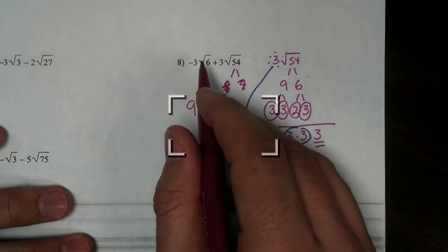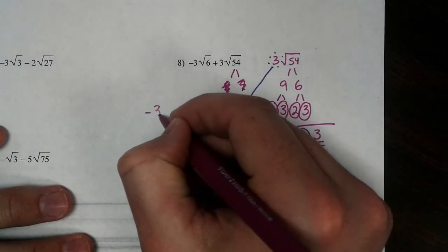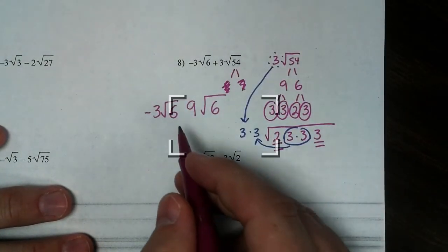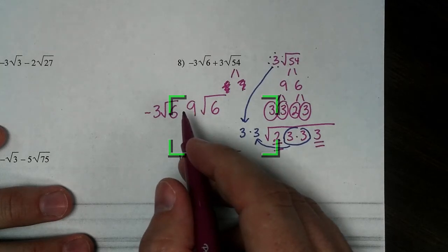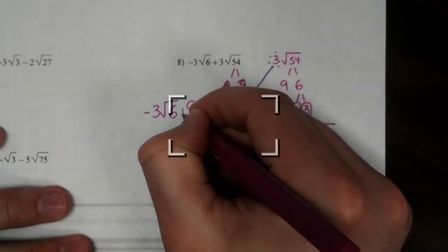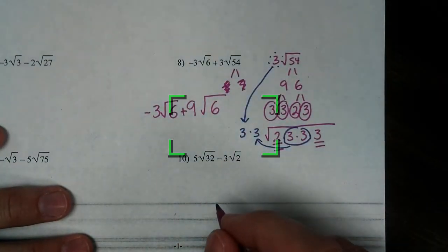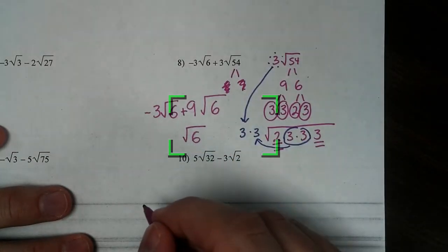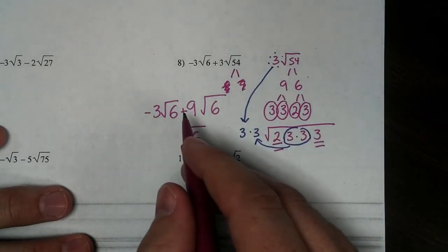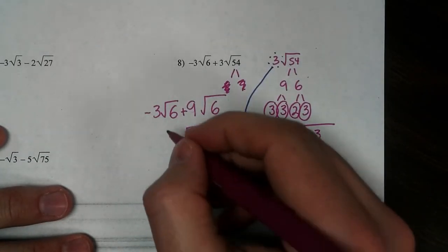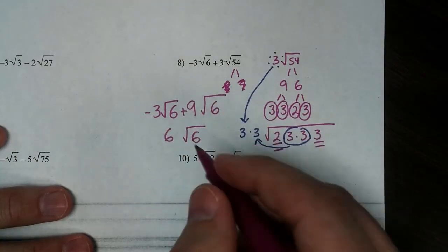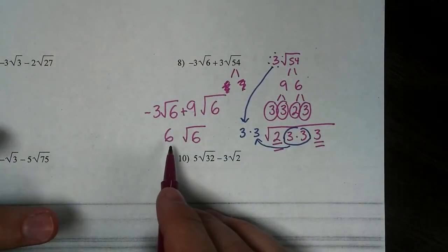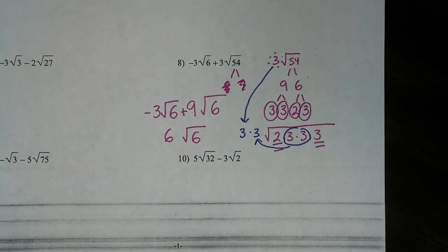So now I need to bring this down, the negative 3 radical 6. And notice there's no sign here with the 9, but we know the 9 is positive, so we're going to put a plus. So now look, our radicals are the same, so that's radical 6. And then we have negative 3 plus 9. Negative 3 plus 9 is going to be 6. So the final answer here would be 6 radical 6.